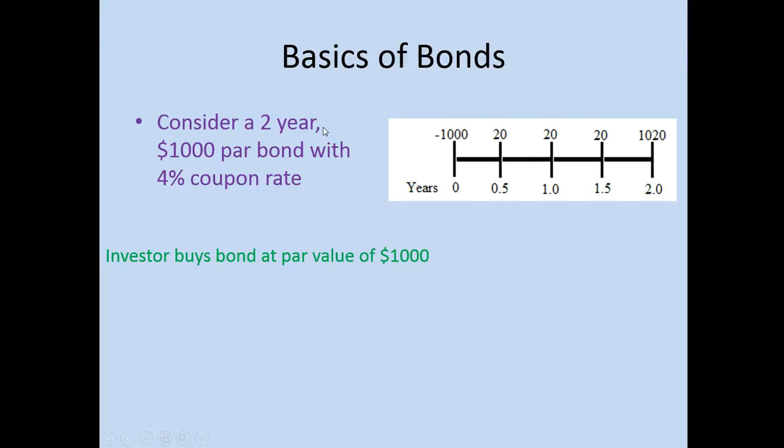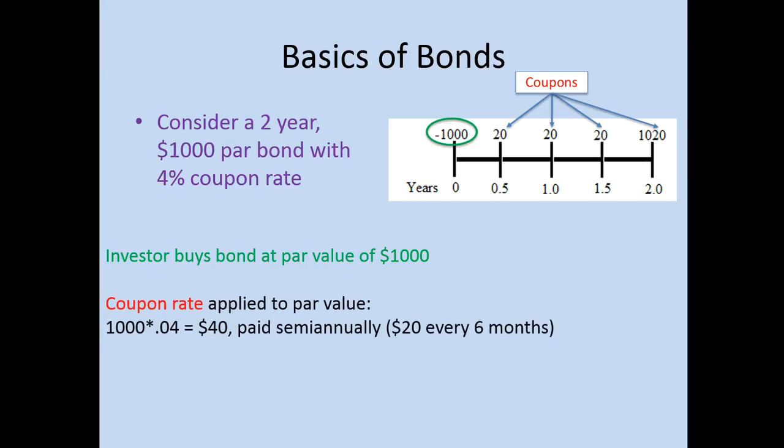Let's consider a 2-year bond. You see here I've got the years to maturity, 2 years, $1,000 par, and a 4% coupon rate. And we're going to assume that the investor buys the bond at par value. So the first thing that happens is a cash outflow of $1,000, so we buy the bond at par. The second thing is we receive coupon payments. So the coupon rate is 4%. That means every year I'm going to make $40 in interest, except with most bonds, it comes semi-annually, so you get $20 every 6 months. Half a year, $20. Half a year, $20. Half a year, $20, end of the bond, your final $20.